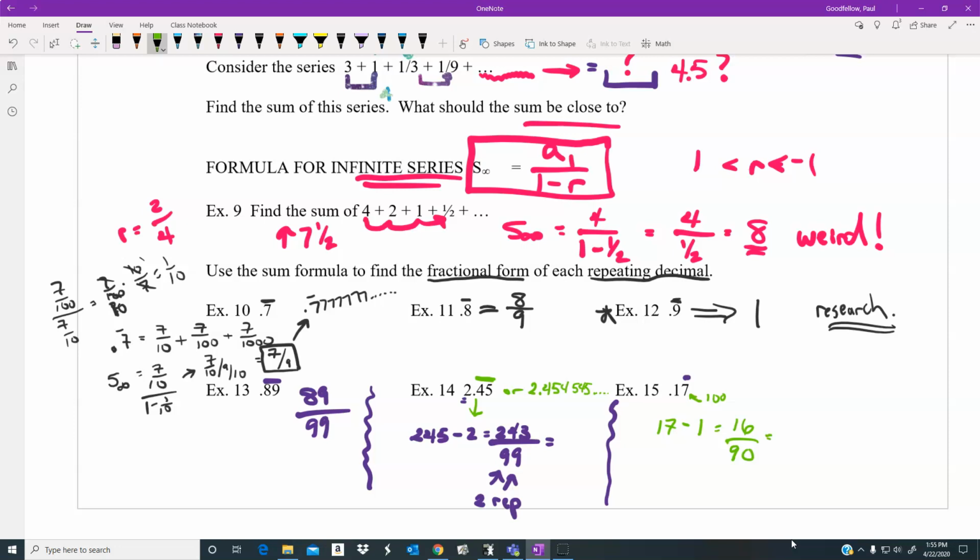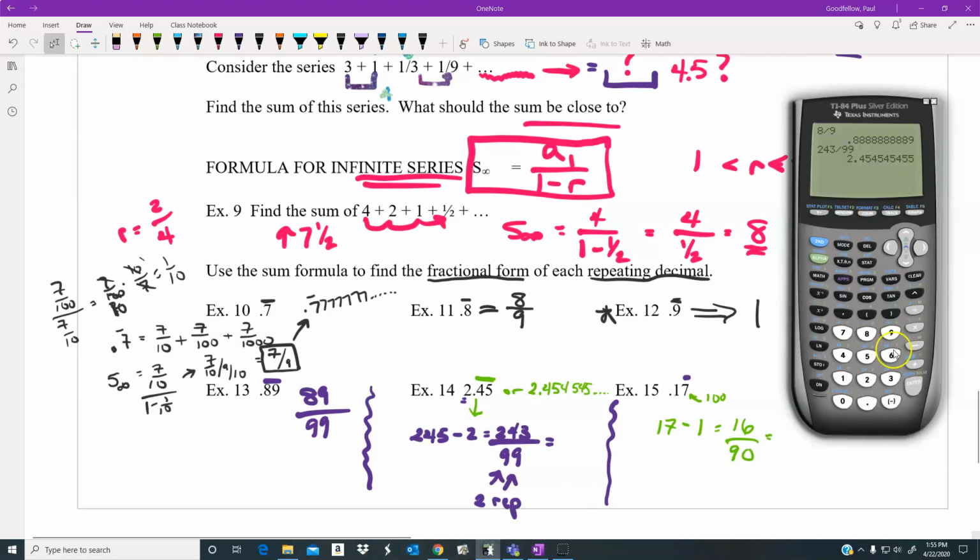So 16 divided by 90, and you would end up with something like, let's see here, let's see if it works. Cross your fingers. 16 divided by 90, and you'd get a number of 0.1777, and the 7s repeat.